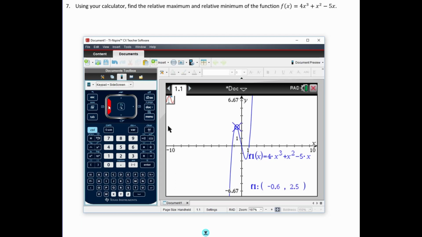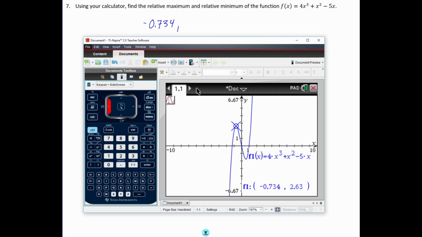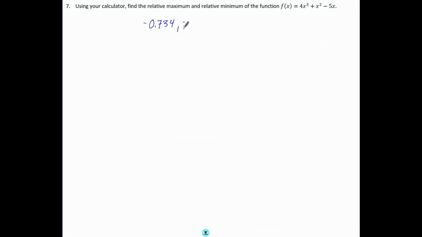So to find that relative maximum, you just click until this little flag that came out. Let me get that back. Maximum. And so this coordinate is going to be our maximum. Let's see, negative 0.734, comma 2.63. All right, and that was a max. That was a relative max because it's not the greatest. And then a relative min.